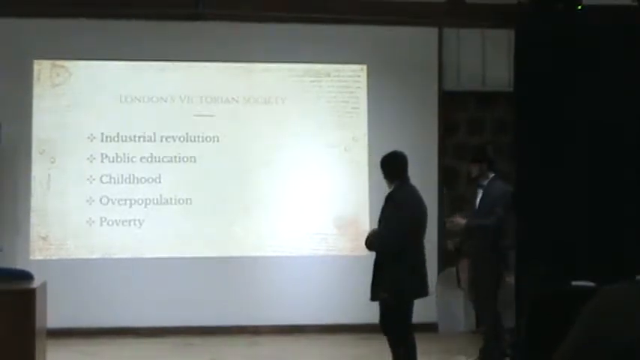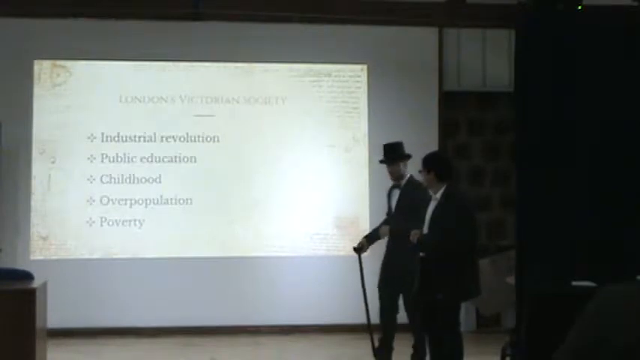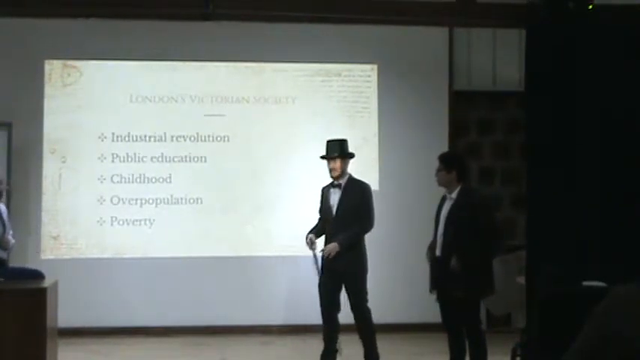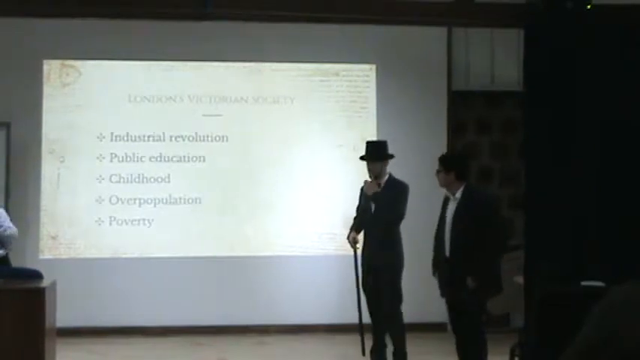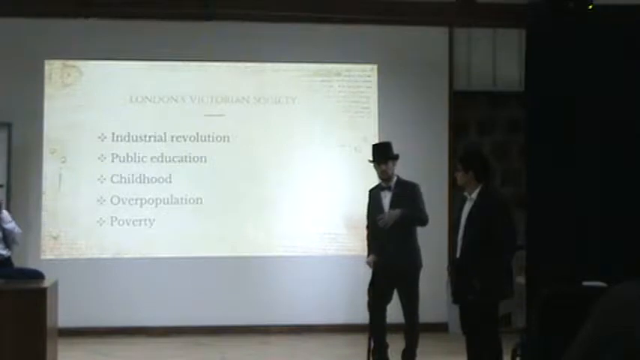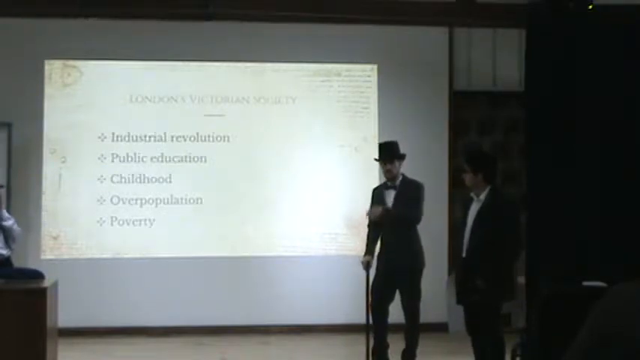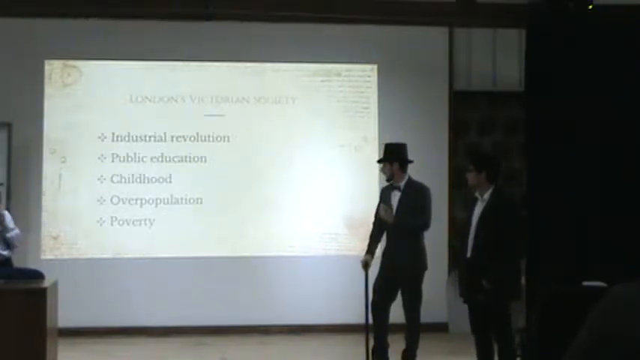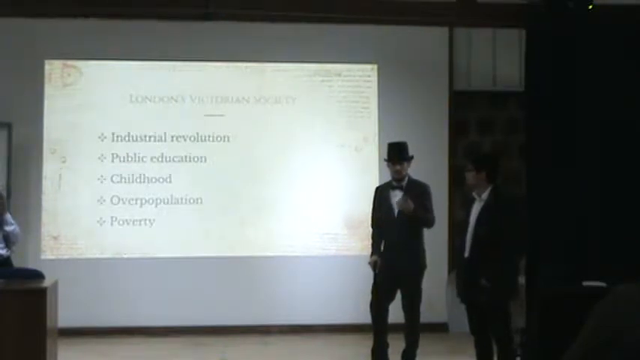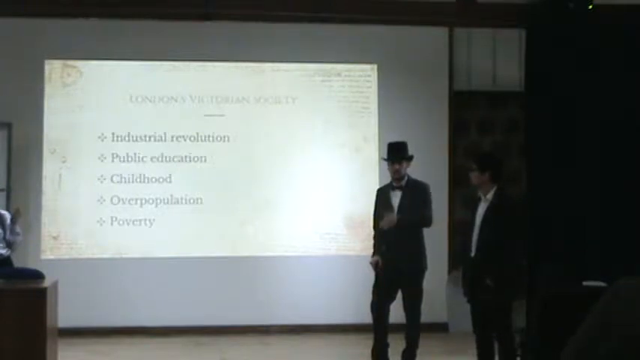I would like to add one short comment about these two last aspects of Victorian society. The overpopulation was caused by many people moving in from the countryside to work in the cities, which also led to poverty, and there weren't really any available houses or apartments to house people.